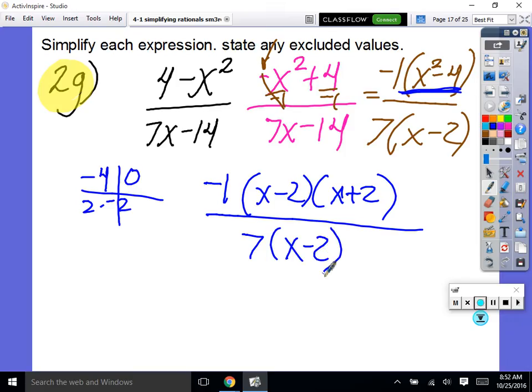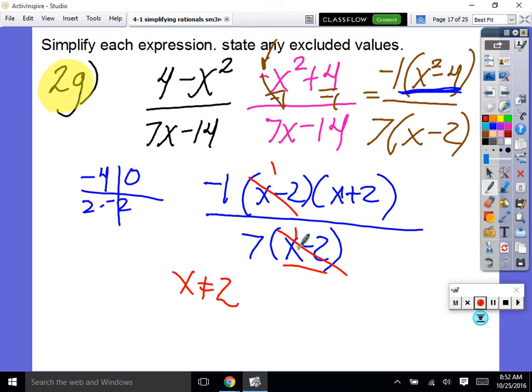Now we'll restrict our domain. So it's when the bottom equals 0. 7 doesn't have a variable, so we don't have to worry about 7. X cannot equal 2, because that would make this piece 0 right here. Okay, now let's divide out exact factors. X minus 2 over x minus 2 is 1 over 1. So nothing else to divide out.